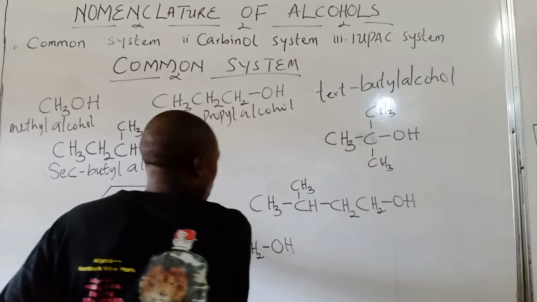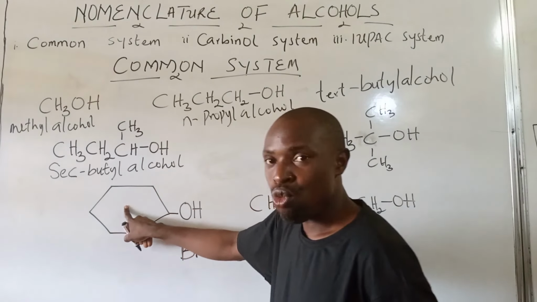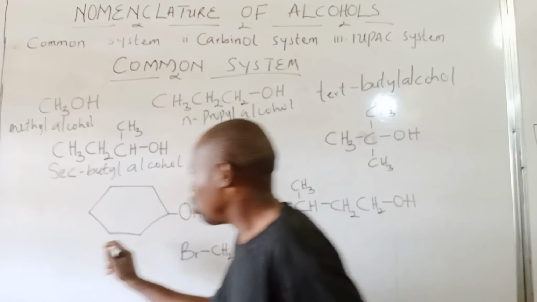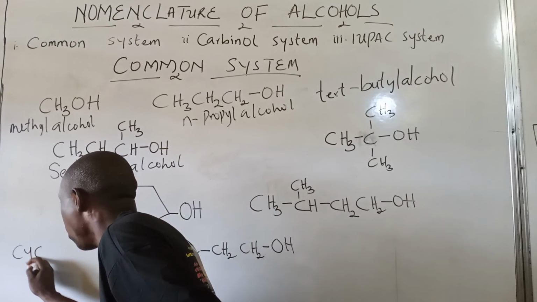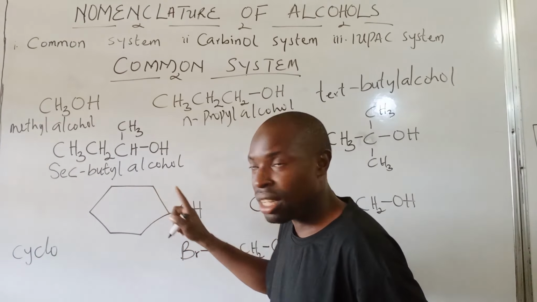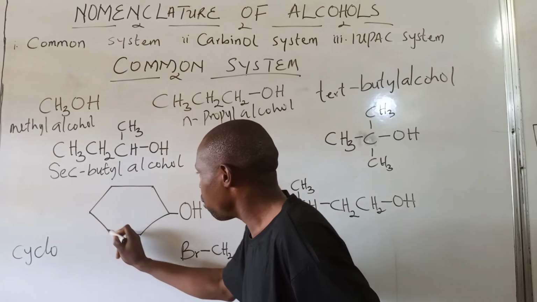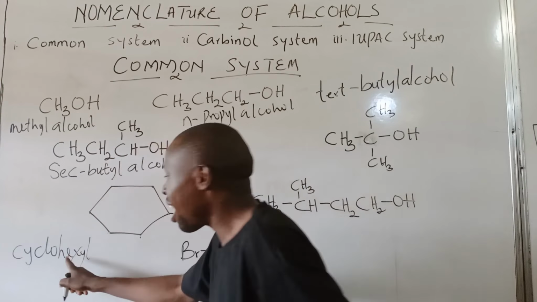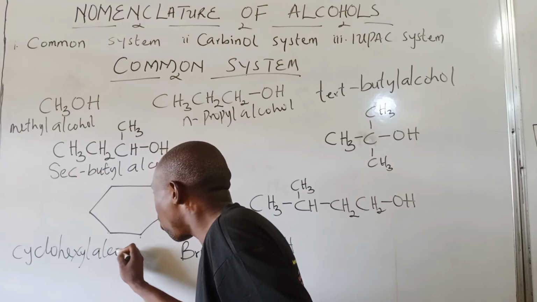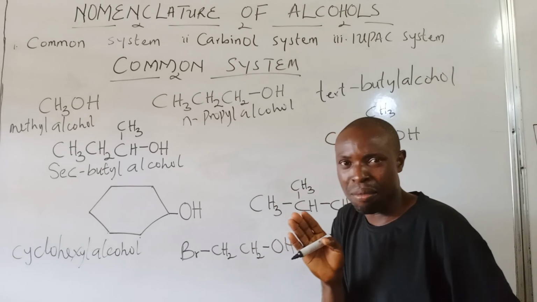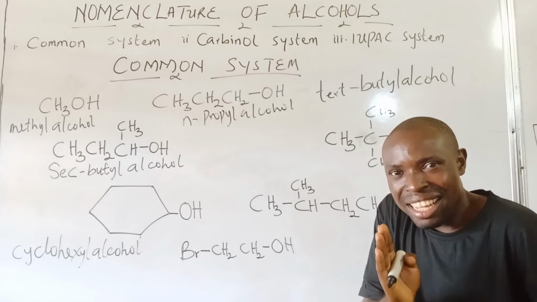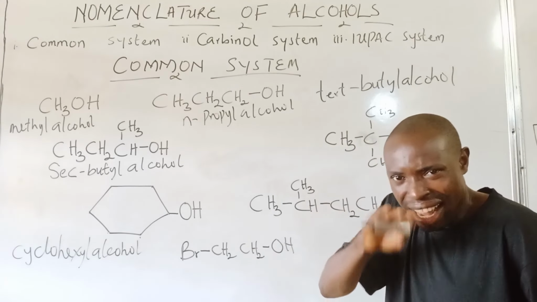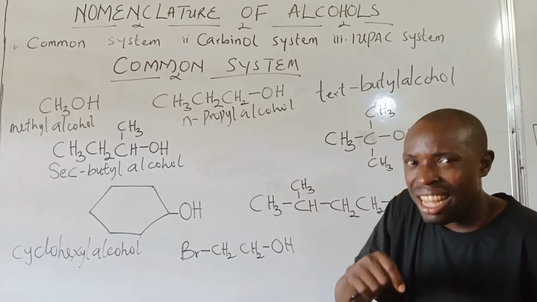We move to this other one here. What will this one be called? Because it is a cyclo compound, it will start with cyclo, then each of the edges represents a carbon: 1, 2, 3, 4, 5, 6. So cyclohexyl alcohol. This is the common system, and in the common system, the name is alkyl alcohol. That is how it is. When you name the alkyl, the alcohol is added as a suffix.